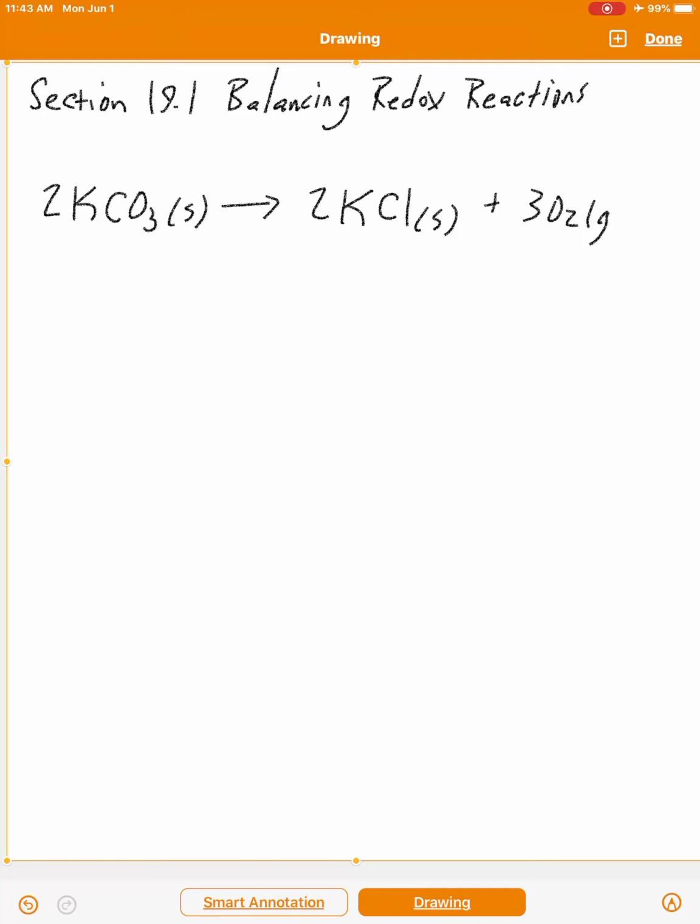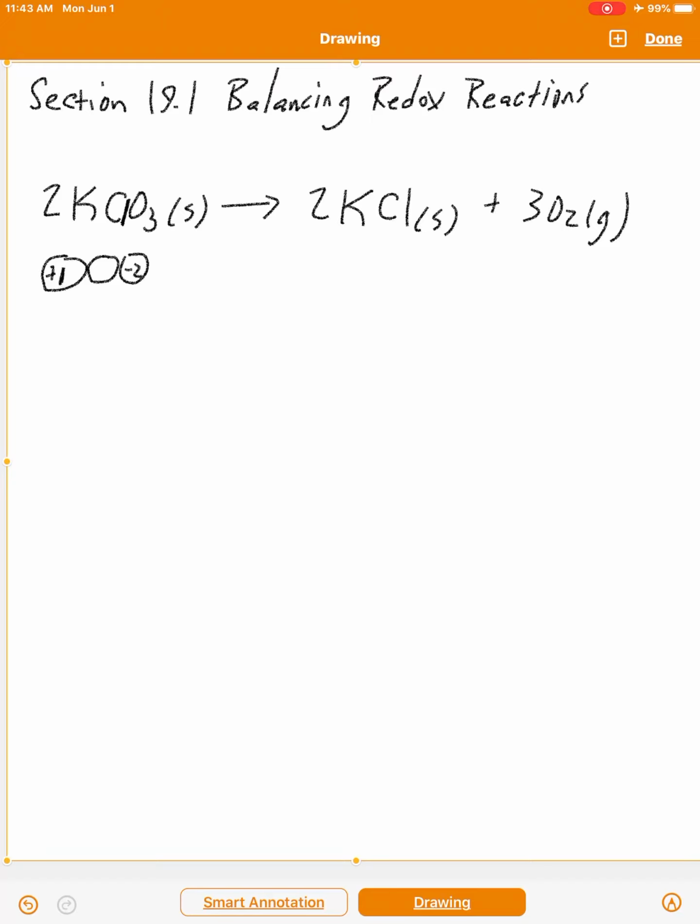And let's remind ourselves also that we can do what's called assigning oxidation numbers, which is covered in Chapter 4. The section is actually 4.4, where we learn how to assign oxidation numbers. And in that process, we learn that for most compounds, the oxidation number of oxygen is -2. Oops, sorry, this is a chlorine here. And that the oxidation number for potassium is +1 as an alkali metal.